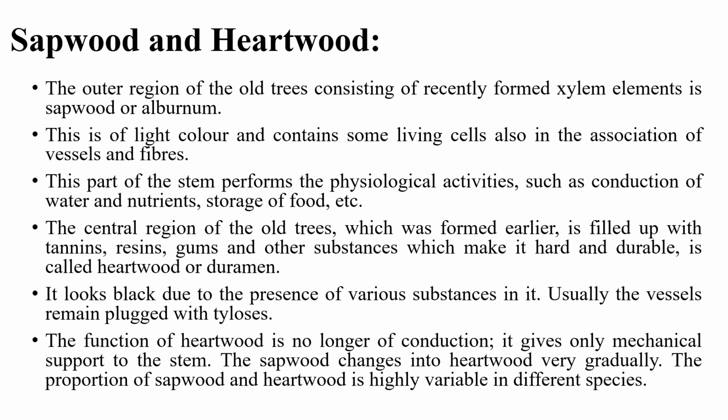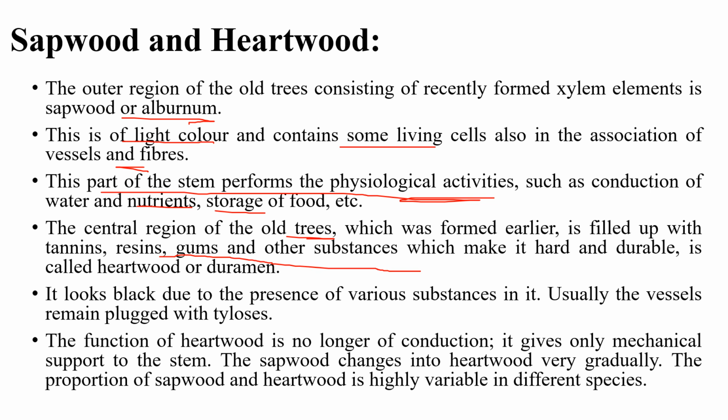The outer region of an older tree consists of recently formed xylem elements that is known as sapwood or alburnum. This is of light color and contains some living cells, also in association with vessels and fibers. This part of the stem performs physiological activity such as conduction of water and nutrients, because they are recently formed and living.